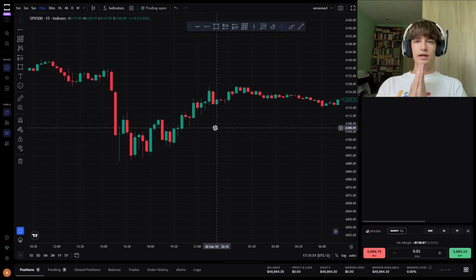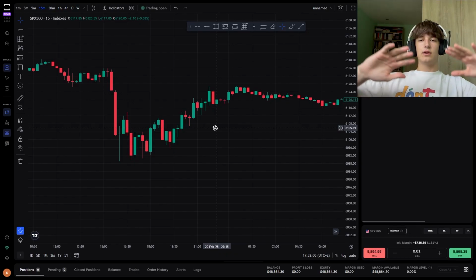The homework for today is for you guys to spot 5 liquidity sweeps today. It will take 5 minutes. Jot down some keywords, key sentences, phrases, whatever.